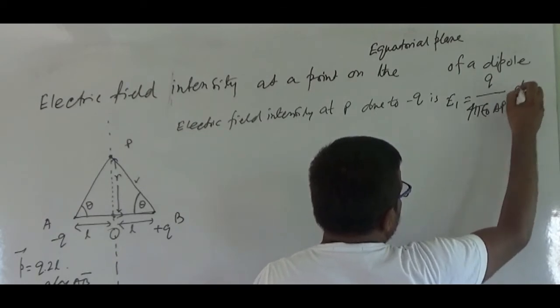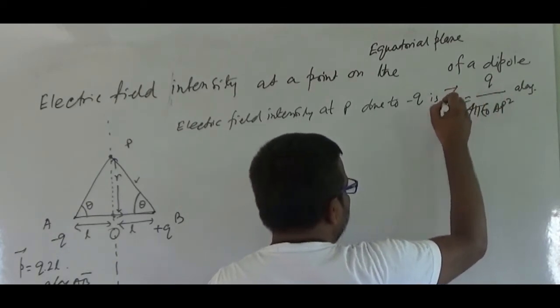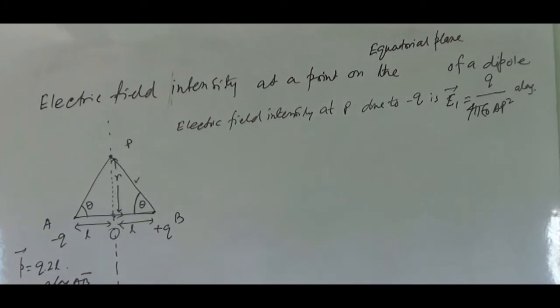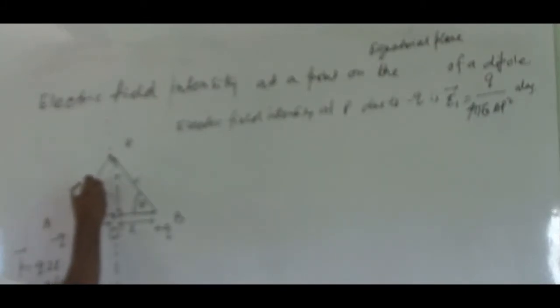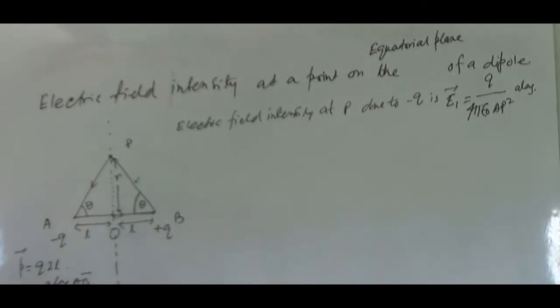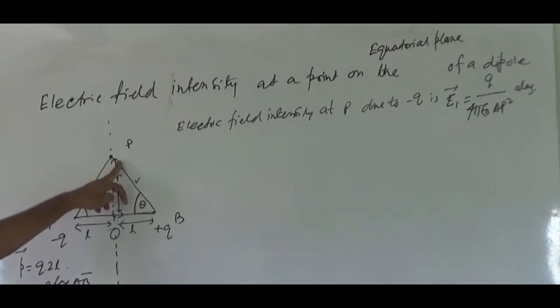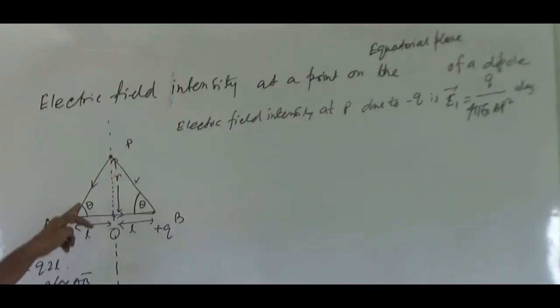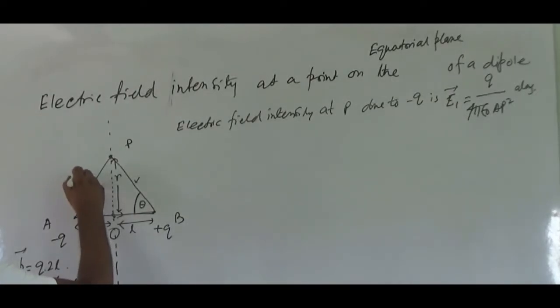In which direction? This is a vector quantity, therefore it has direction. In which direction does it act? It will act in this direction, because we are putting a plus 1 charge here, which will be attracted towards this minus Q. Therefore, this is the E1 vector.